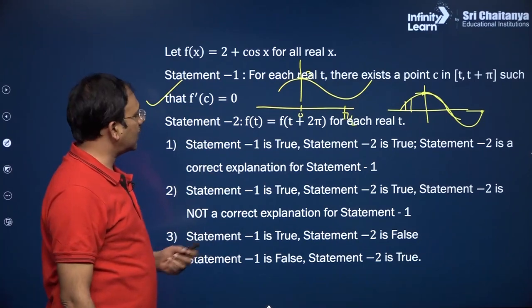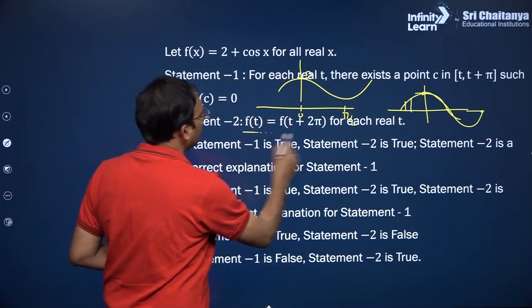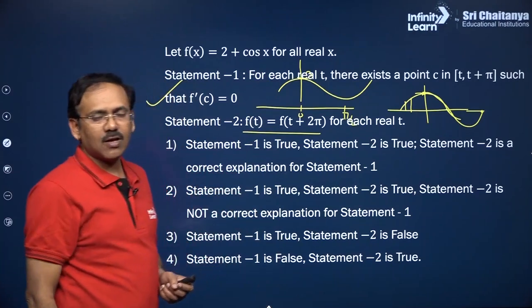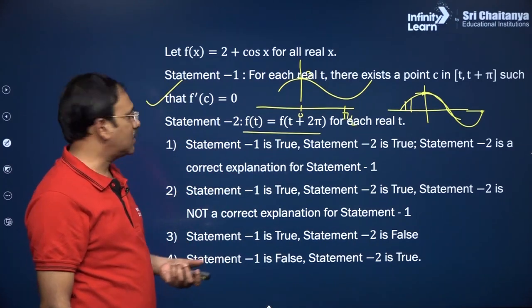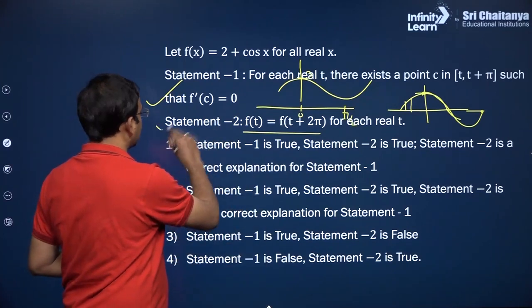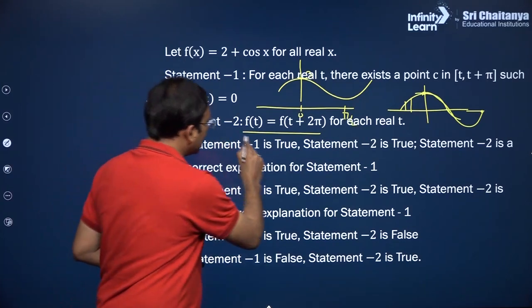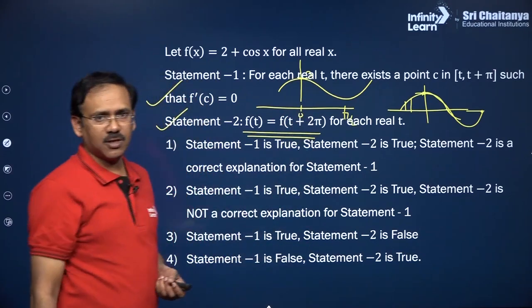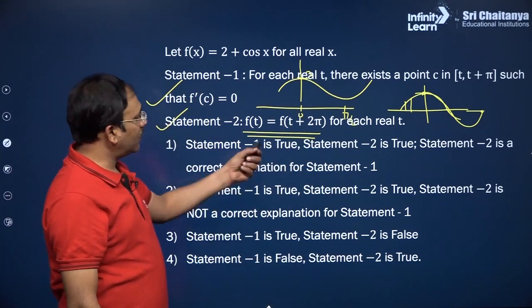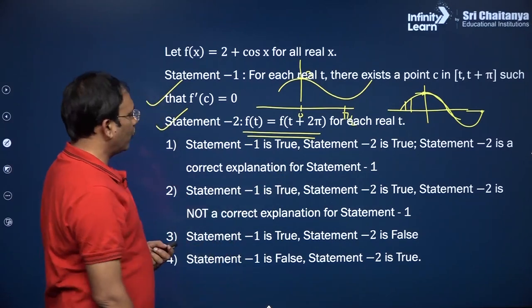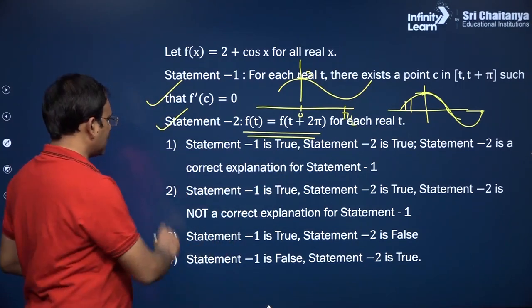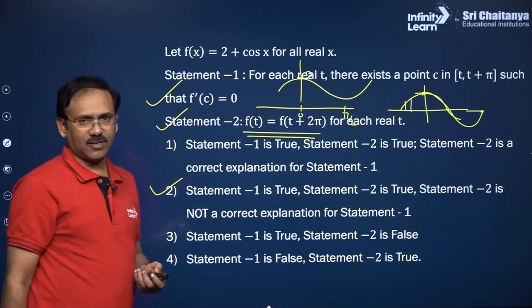Right, friends? Second, f of t is f of t plus 2 pi. Perfect. Because cos of x plus 2 pi is going to be cos x itself. So this is also a correct statement. But this is not going to help to answer this particular question, right? Because here we are just observing for a length of pi, not the periodicity. So both the statements are correct, but it is not the correct explanation, my dear friends.